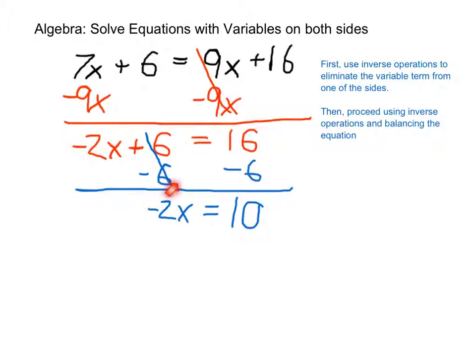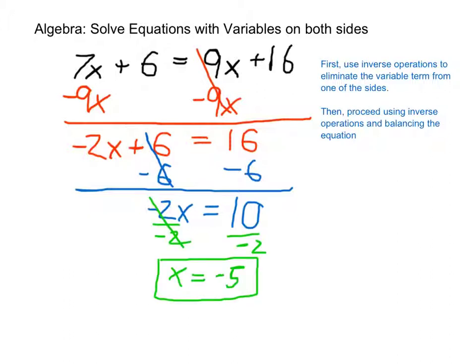So when I subtract 6 from both sides, on the left I'm left with a negative 2x. On the right I'm left with 10. So all I need to do now is divide each side by negative 2. When I divide by negative 2 on the left, it cancels, leaving me with x, and 10 divided by negative 2 leaves me with negative 5. So there it is. I'm proposing that negative 5 is the answer.